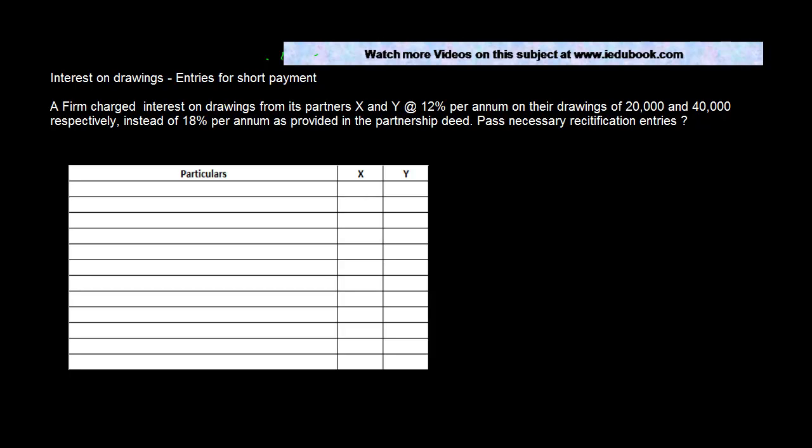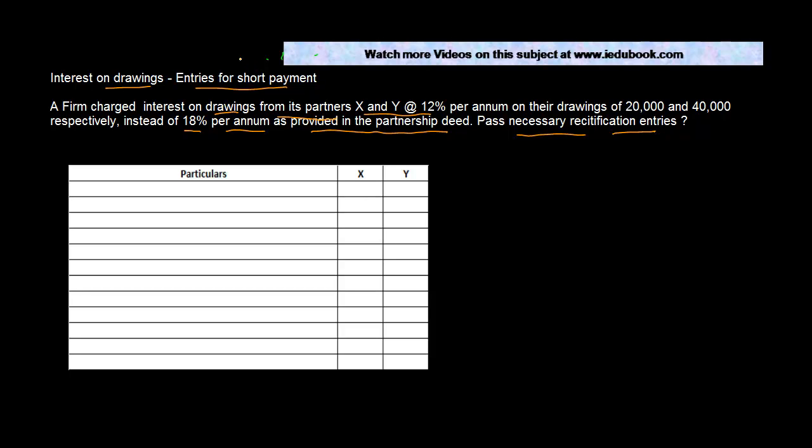A firm charged interest on drawings from its partners X and Y at 12% per annum on their drawings of 20,000 and 40,000 respectively, instead of 18% per annum as provided in the partnership deed. Pass necessary rectification entries. Okay, so the topic is interest on drawings, entries for short term.